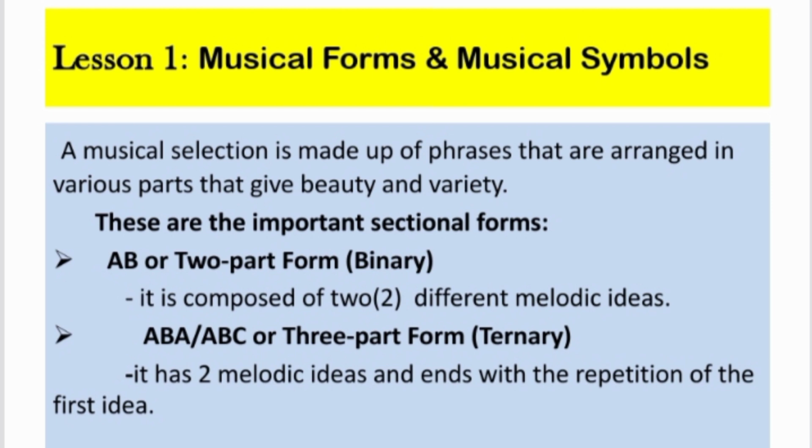A musical selection is made up of phrases that are arranged in various parts that give beauty and variety. These are the important sectional forms: AB, or two-part form, or what we call binary. It is composed of two different melodic ideas. We have ABA, or the three-part form, or what we call ternary. It has two melodic ideas and ends with a repetition of the first idea.